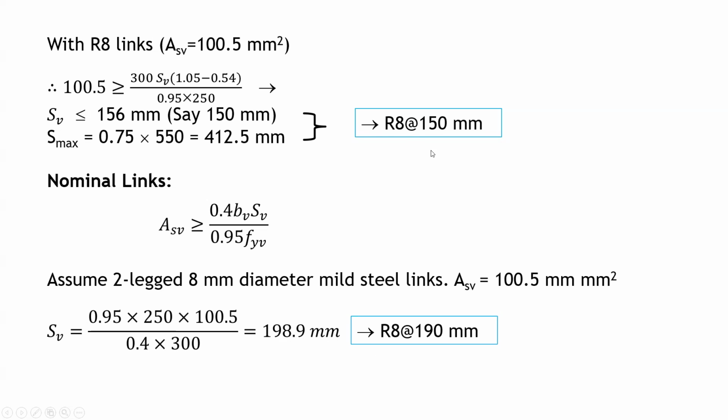So in this beam, we have two different configurations of stirrups. Close to the support, we will use R8 spaced at 150 millimeter. And at the middle part of the beam, we will use R8 spaced at 190 millimeter. But now, how to get where to use this part exactly and where to use this part exactly? We need some more calculations to do that.